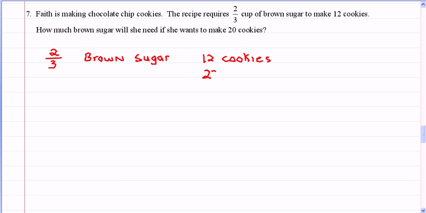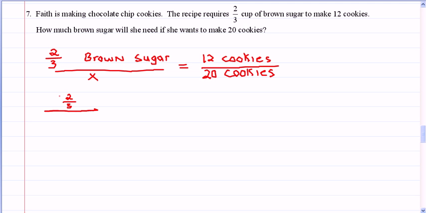So I want to put the 20 on this side. I'm finding how much brown sugar, so I put an x here, and I turn this into a proportion. So I have 2/3 over x. So 2/3, and I just want to make this line really big to show that 2/3 is the entire numerator, equals 12 over 20.